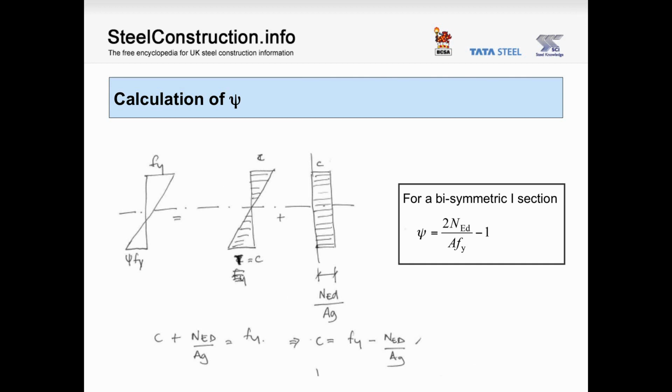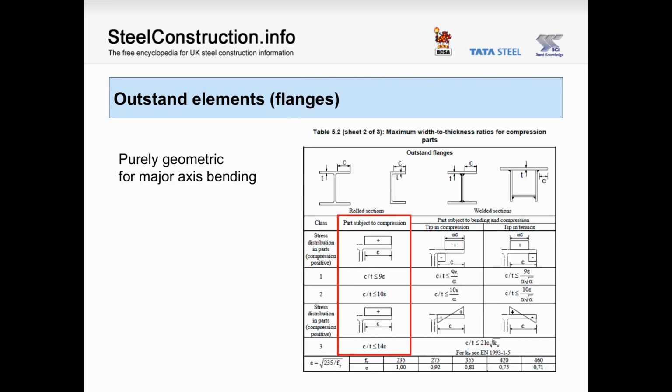This is the sheet that covers outstand elements, so this is flanges, and if a member is in major axis bending, or if it's in uniform compression, then the flange is going to be in uniform compression. And again, we just have a number of limits. C is from the root radius out to the tip of the flange, and T in this case is the thickness of the flange.